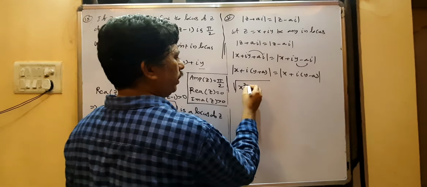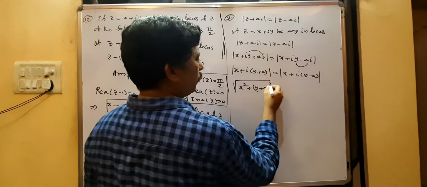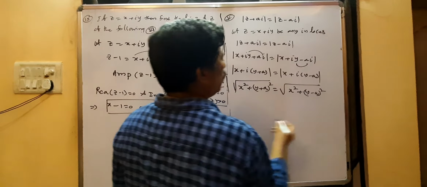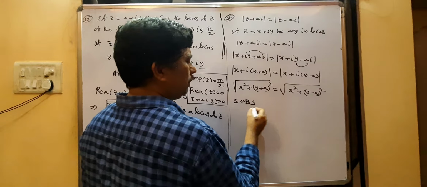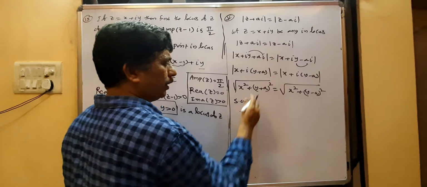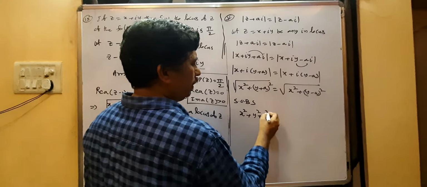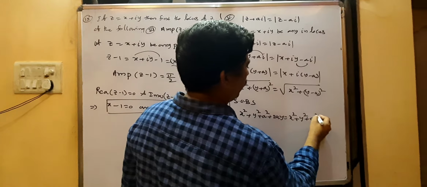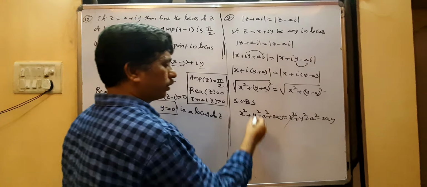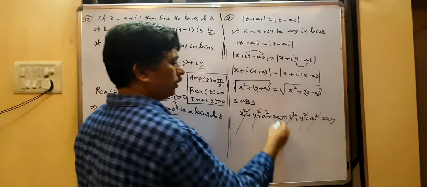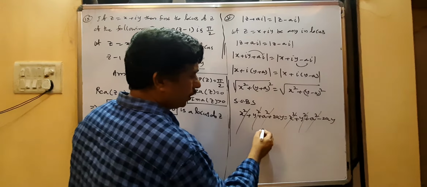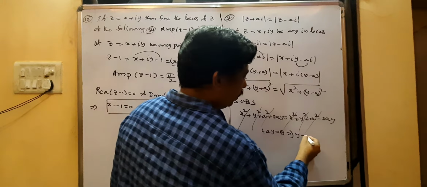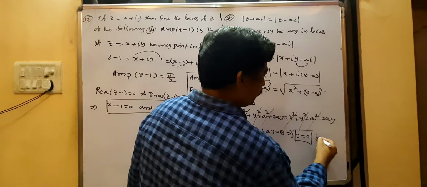So root of x square plus (y plus a) whole square equal to root of x square plus (y minus a) whole square. Squaring on both sides, we get x square plus y square plus a square plus 2ay equal to x square plus y square plus a square minus 2ay. x square cancels, y square cancels, a square cancels. Taking the left hand side, 4ay equal to 0. A is a constant other than 0, that implies y equal to 0 is the locus of z.